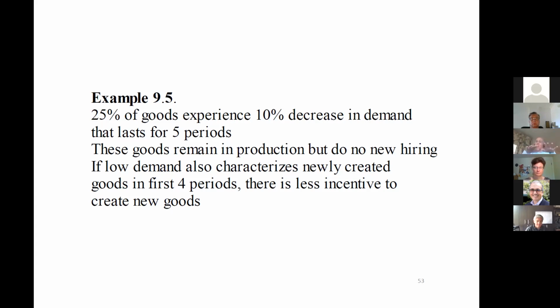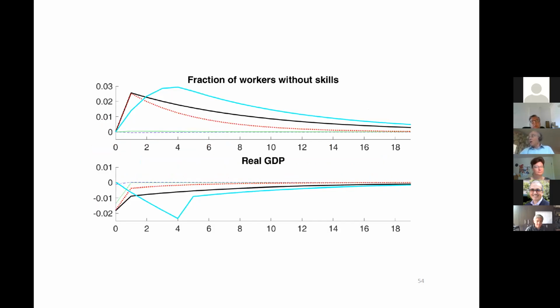And I'm also going to assume in this example that this low demand is going to characterize any newly created good. And so there's less incentive to create new goods. There's less employment opportunity to join existing goods because none of these demand-impacted goods are going to do any hiring. And so the adjustment path is shown in turquoise here.